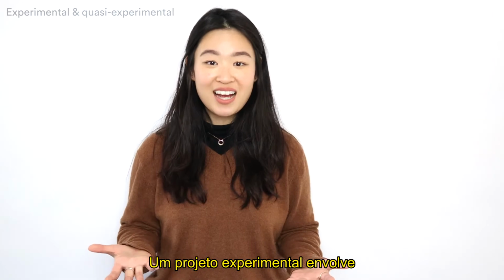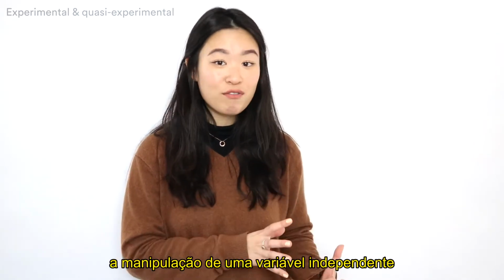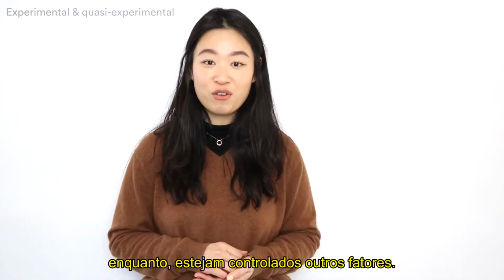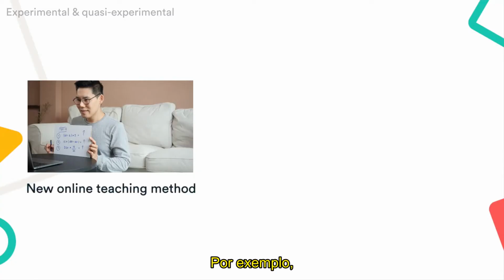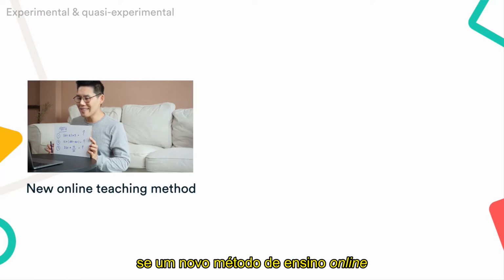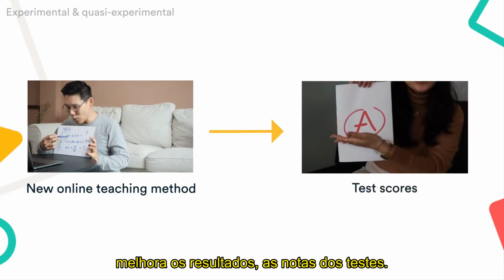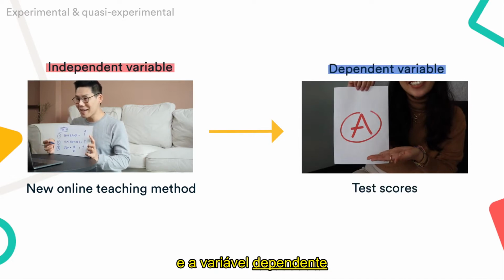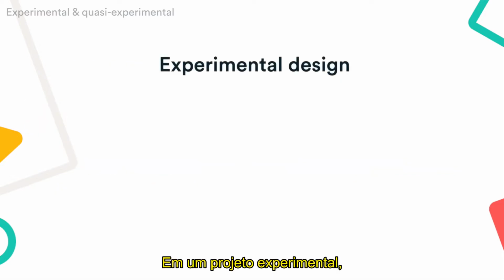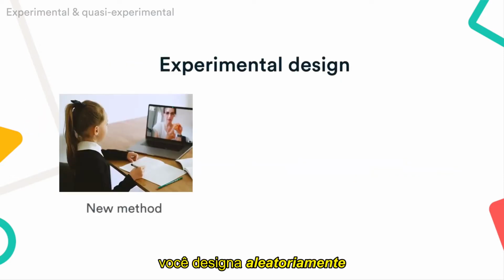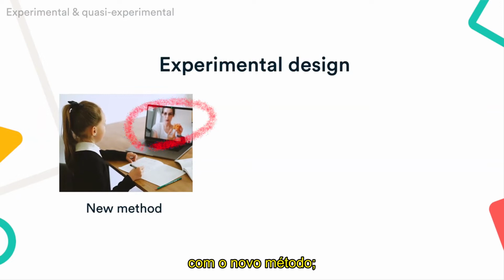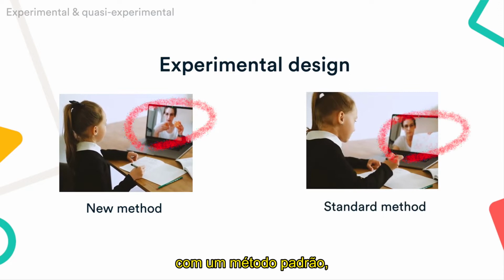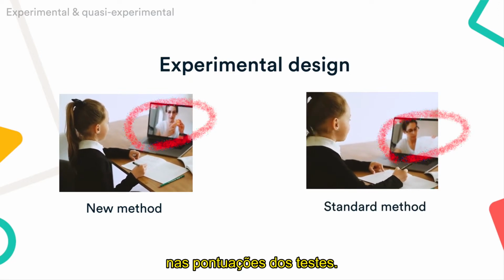An experimental design involves manipulating an independent variable and measuring the outcome of a dependent variable while controlling other factors. For example, let's say you want to test whether a new online teaching method improves test scores. The independent variable is the teaching method, and the dependent variable is the test score. In an experimental design, you would randomly assign one group of students to be taught using the new method and another group to be taught using a standard method in order to compare their outcomes and test scores.